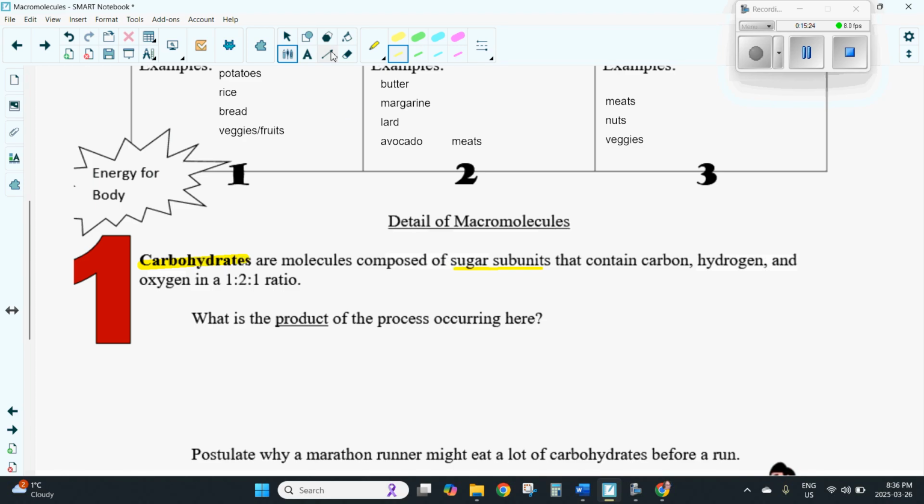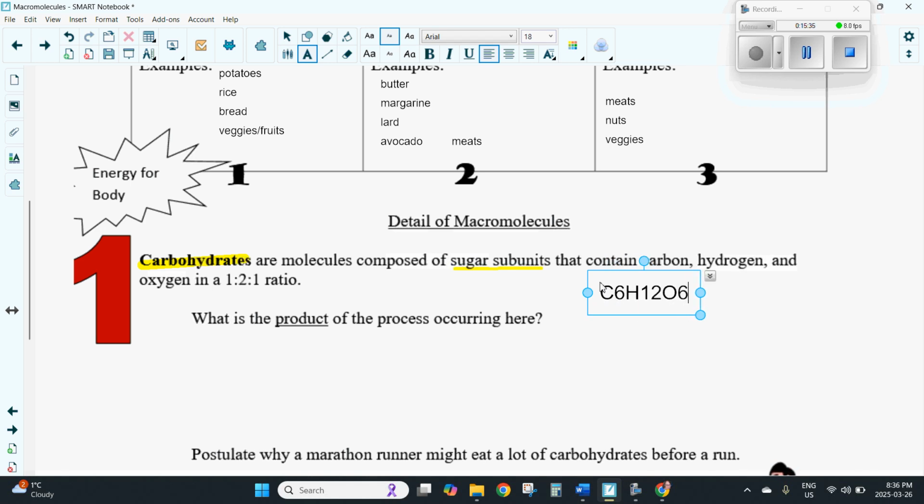If we think about our glucose molecule, it was C6H12O6. It's going to be too hard for me to get those into a subscript, so just note that your 6, your 12, and your 6 should be subscript. If I reduce those, I get a 1 to 2 to 1 ratio. Sucrose is another example. Fructose is another sugar, and we'll talk about some of those examples a little bit later on.